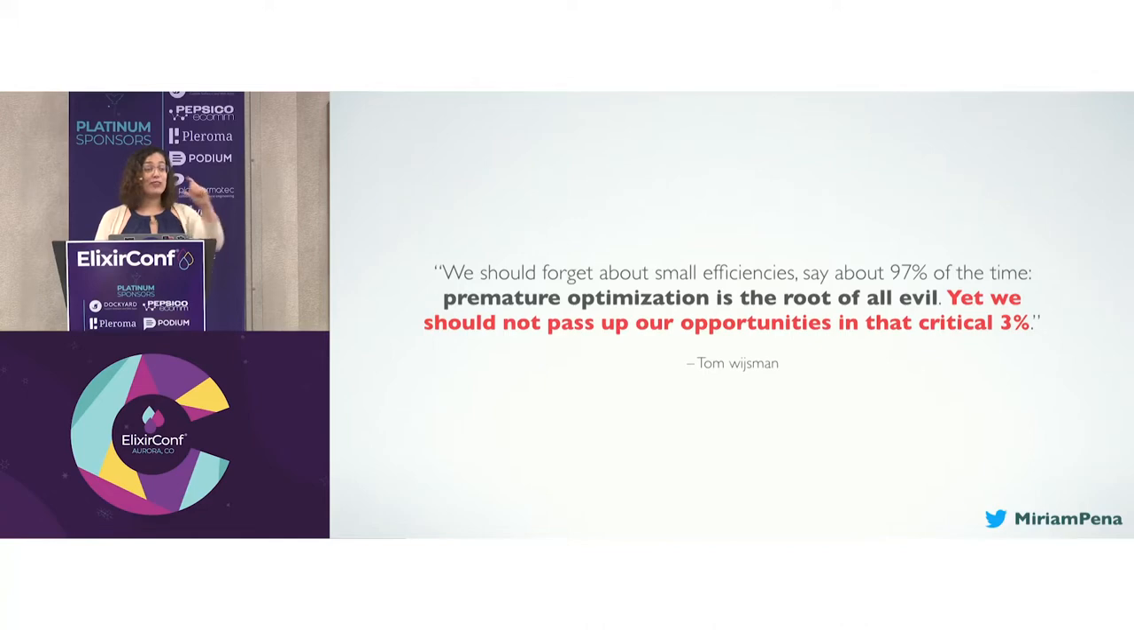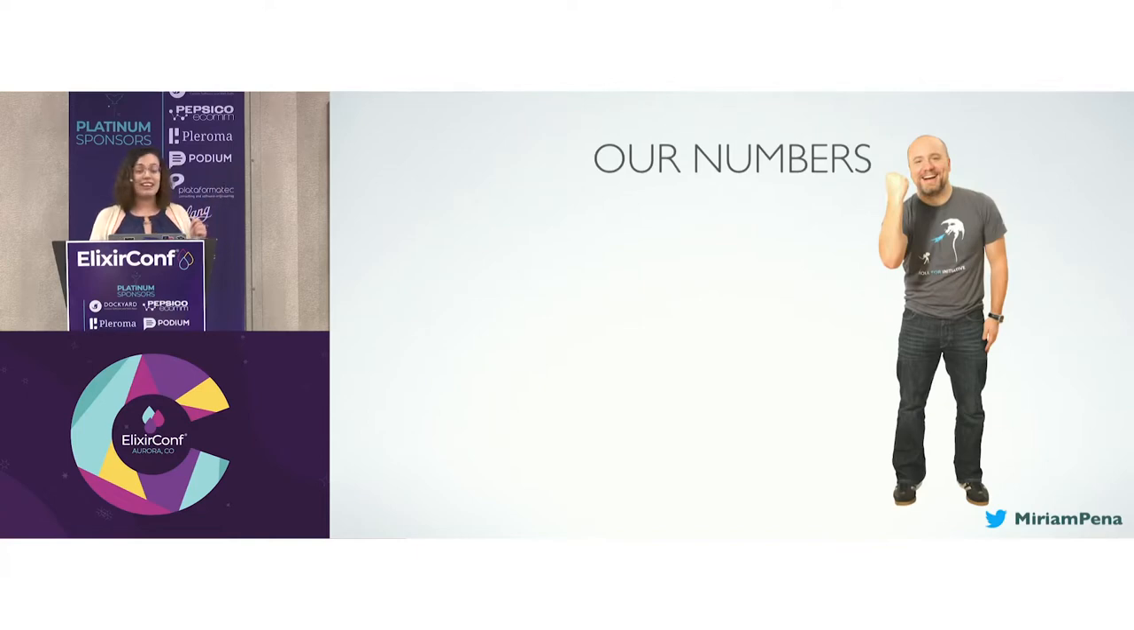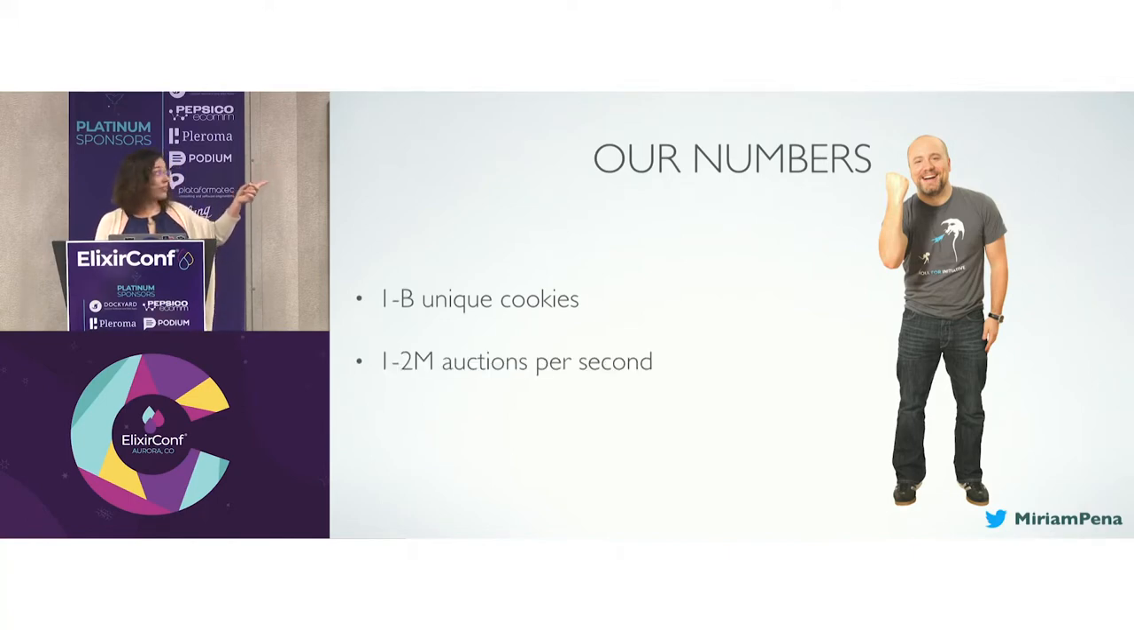And when you find a part of the code that you need to optimize, sometimes you need to go for it. And let me tell you why. This is Valentino, I report to him. He's the CTO of AdRoll. In AdRoll, we work with 1 billion unique cookies. We have 2 million auctions per second, and we have 100 milliseconds to respond to each auction. This is a really tight environment.